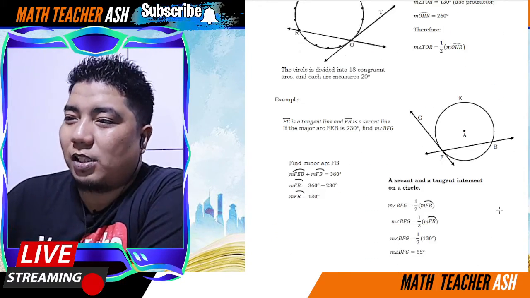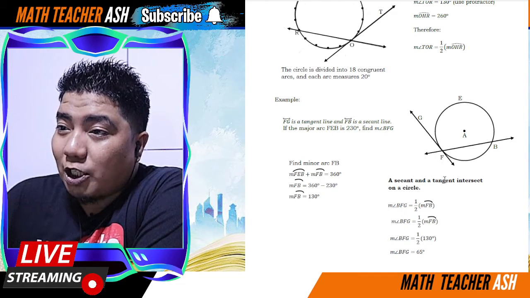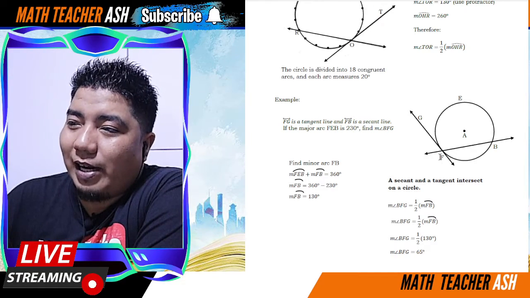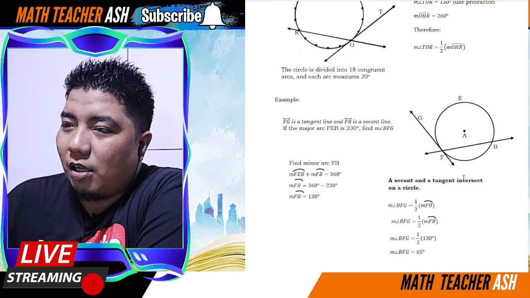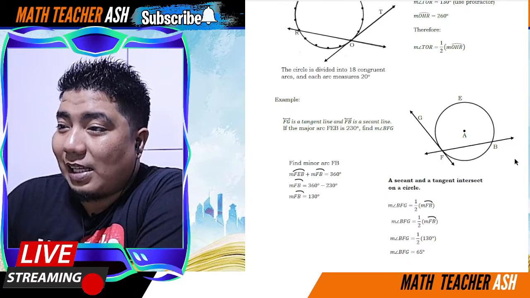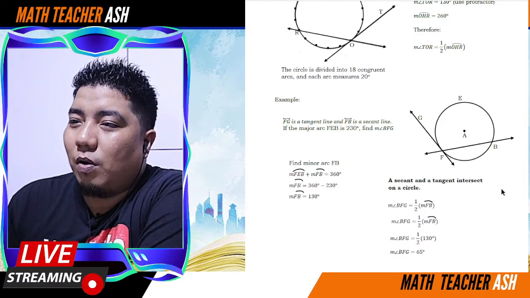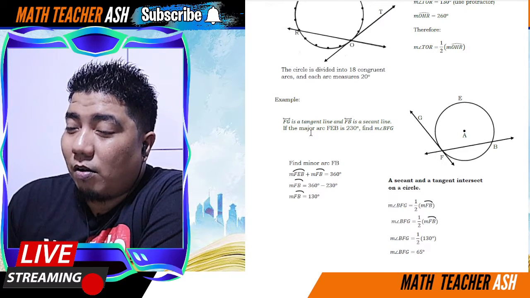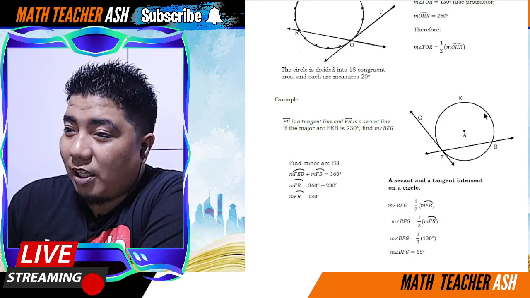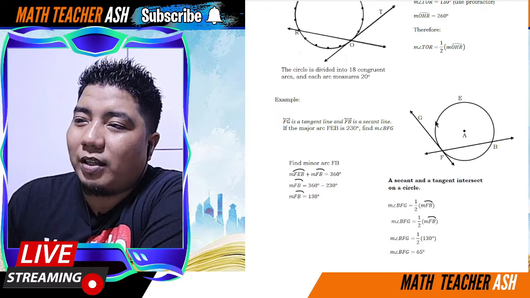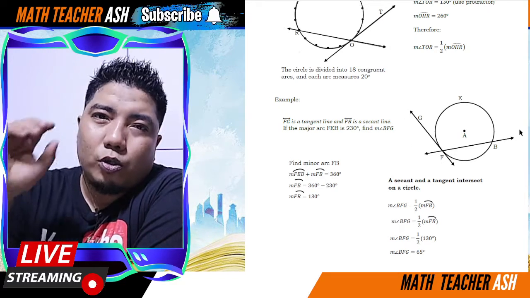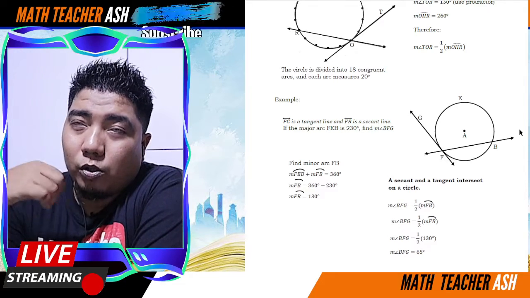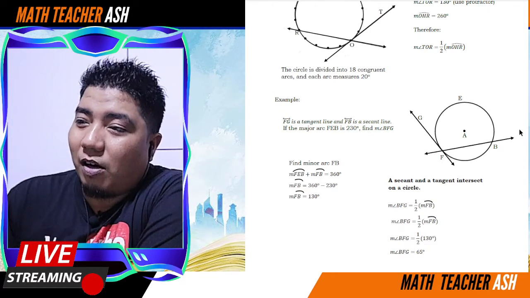Alright, next, we have here a tangent line and a secant line. Alright, so tangent is FG. The secant line is FB. Alright, so how do you get? So if the major arc is the major arc FEB, ito yun, is 230. Ano daw ang angle na ito? So 230, divide mo by 2. So 220, 110, 115.